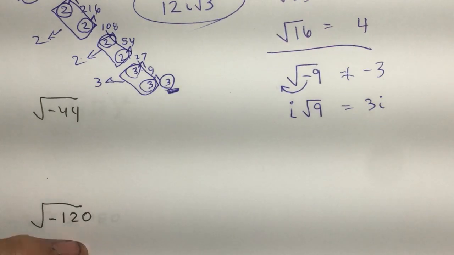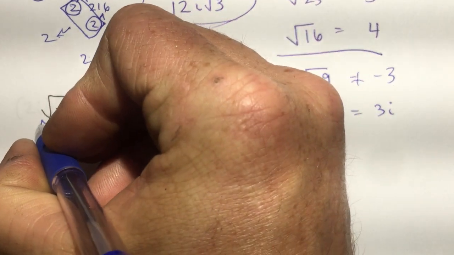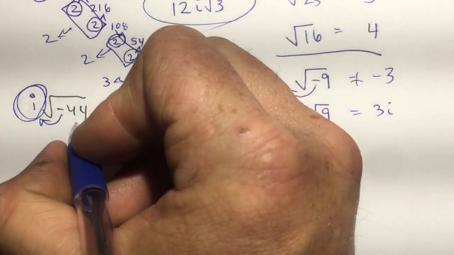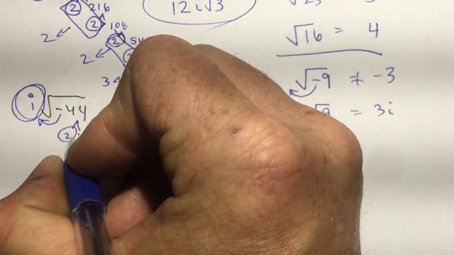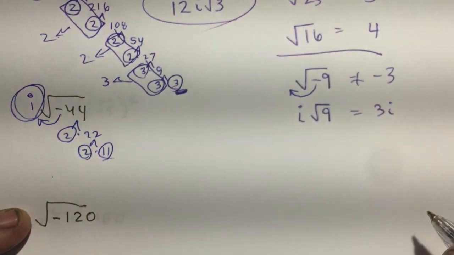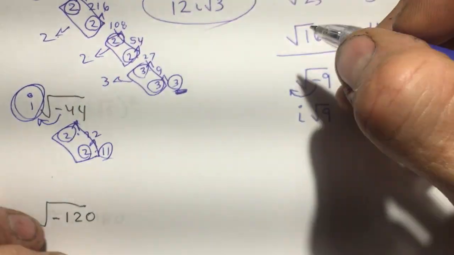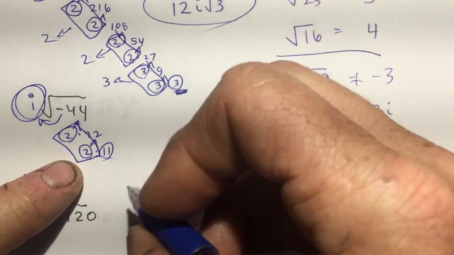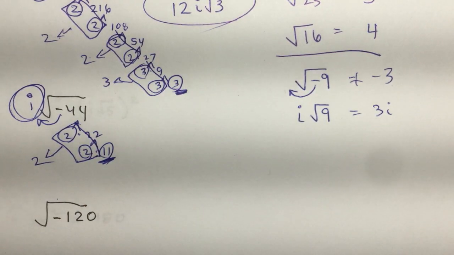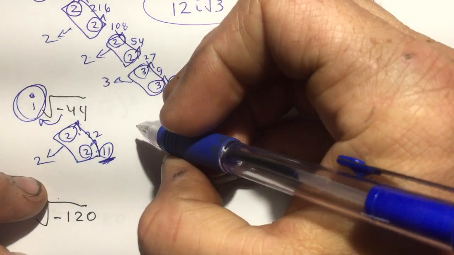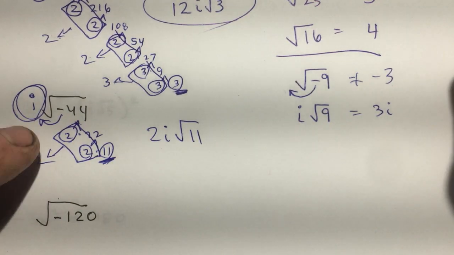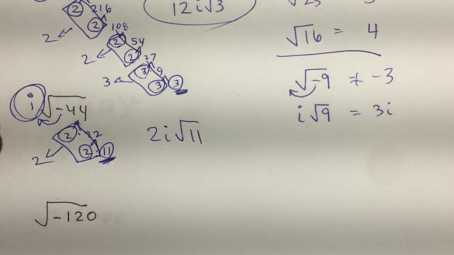Okay, there's a couple more. There's one right here. Now this one's not as big, 44, but as soon as I see that negative, it sends out an i. Okay, we don't want to forget about him. 44 divided by 2 is 22. 22 divided by 2 is 11. And 11 doesn't break down. All right, so on this one, all I have is this one pair of 2's. That's going to send a 2 out. This 11 doesn't have a partner to come out with, so he's stuck in the radical. So I've got 2i radical 11. Okay, 2i and a radical 11.